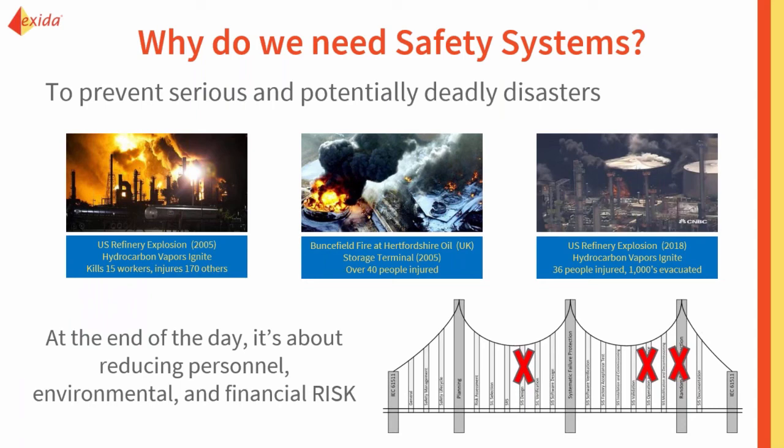So if the device that needs to do its job when called upon cannot, your SIF or that safety system will not be able to do its job. The whole reason you have those is to prevent serious and potentially deadly disasters. So using optimistic failure rates might not seem like a big deal when you're doing your calculation or looking at their certificate, but zoom out for a minute. Remember that big picture. Where is that device going? Who is that device going to protect?